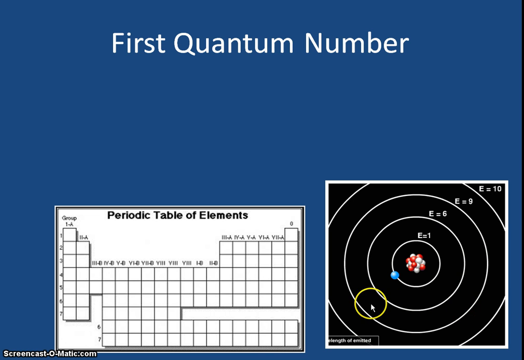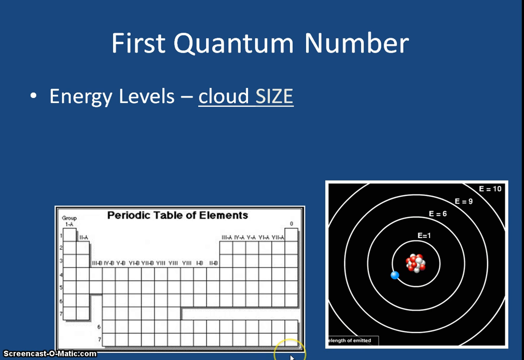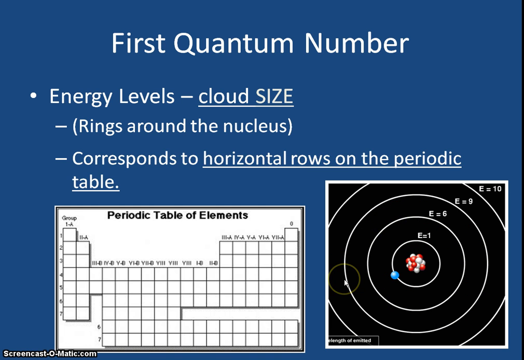The first quantum number we talked about yesterday was called energy levels. Energy levels represents the cloud size, and another word for that is the rings around the nucleus. So anytime you hear energy levels, you need to think rings. That's the fancy word for these rings that are right here around the nucleus. If you're in the first energy level, notice how small it is. It's really close to the nucleus. As you move out to a different energy level, it's going to get bigger.